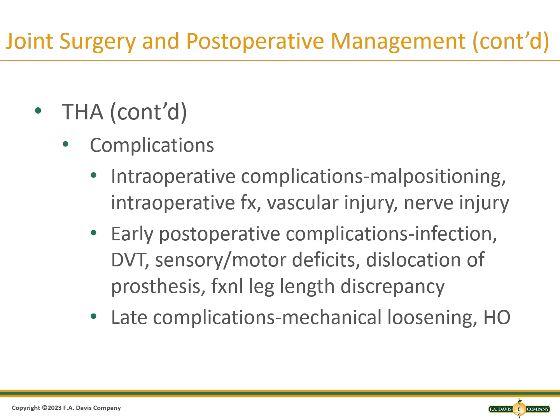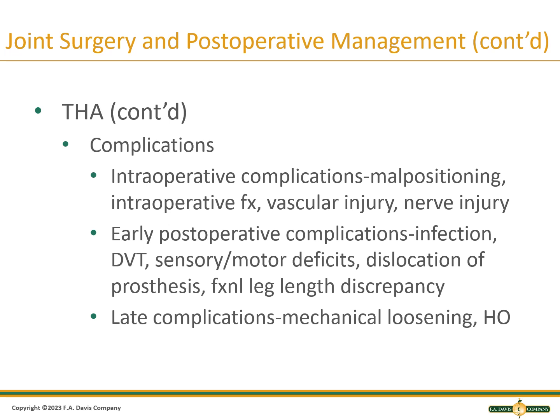Complications can arise following a total hip arthroplasty, and they can occur during the surgery. So our intraoperative complications can occur with malpositioning of the hardware, an intraoperative fracture while they're trying to place the prosthesis, vascular injury in the surgical approach, or nerve injury in the surgical approach.